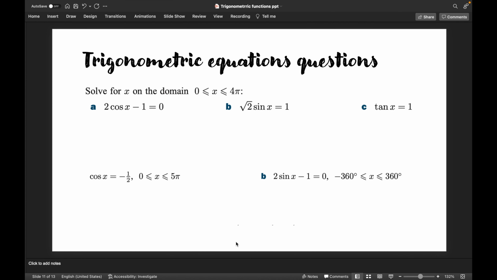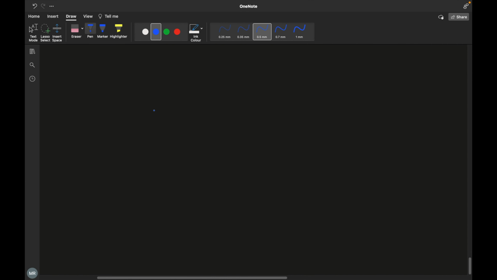Now we're going to go about trying to solve equations and we're going to learn a bit more. Okay, so let's look at this question. We have to solve for x on the domain 0 to 4 pi. And our first question is 2 cos x minus 1 equals 0. 2 cos x minus 1 is 0. Therefore, cos x is 1 by 2. Now to find the value of x, we have to do cos inverse of 1 divided by 2.